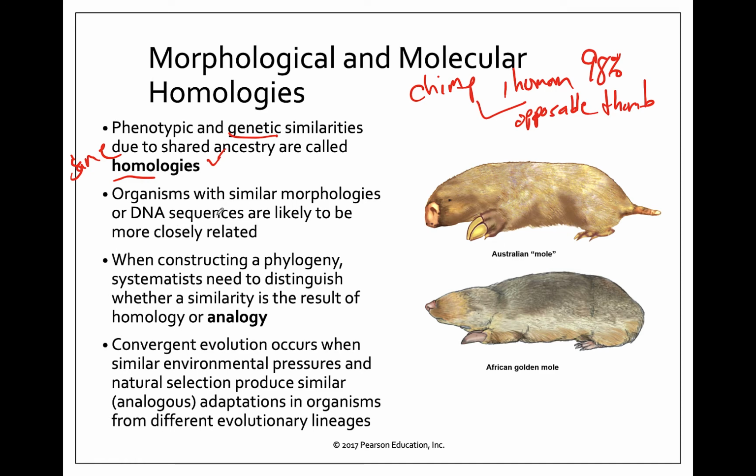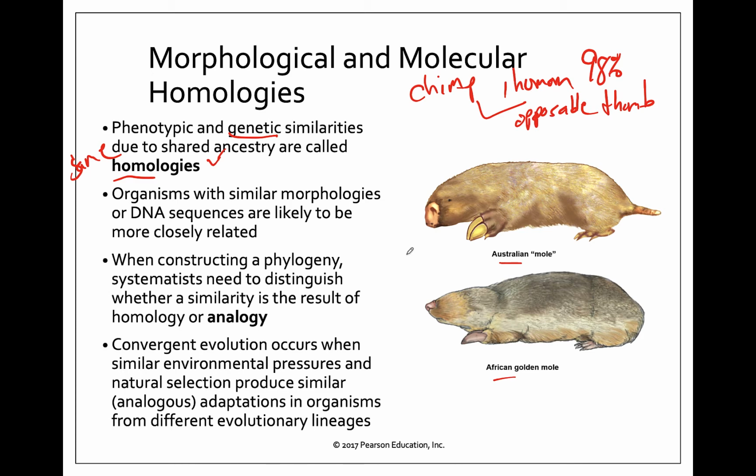A lot of the times we'll see organisms that live very far apart, but in similar habitats that will have similar body shapes. So these are both moles. This one's in Australia. This one is in Africa. So even though these two moles look very similar, they're not very closely related. The Australian mole is actually a marsupial with a pouch, and the African mole is a eutherian mammal that uses a placenta. So these are completely different methods of reproduction and birth.